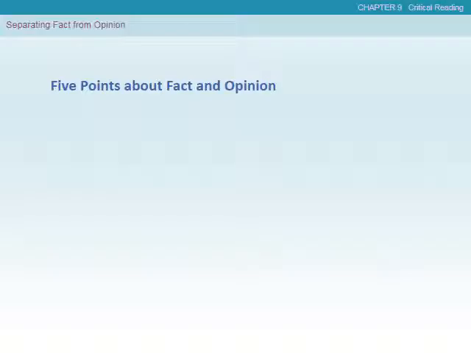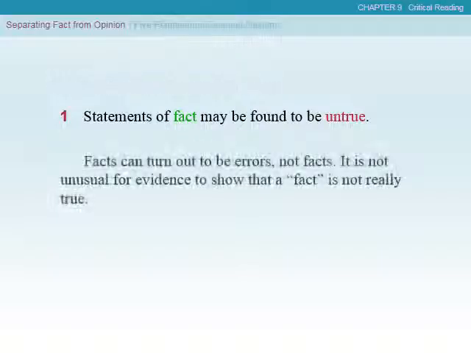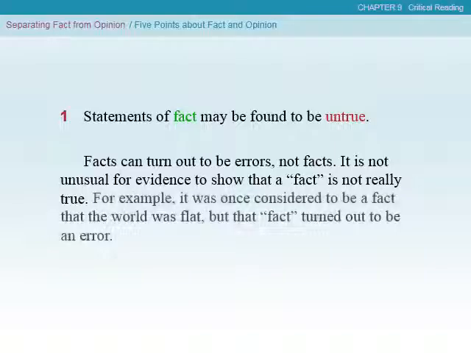So here's five points on facts and opinion, and this is on 337. So statements of facts may be found to be untrue, and I talked about this before. Facts can turn out to be errors, not facts. It's not unusual for evidence to show that a fact is not really true. For example, it was once considered a fact that the world was flat, but the fact was wrong.